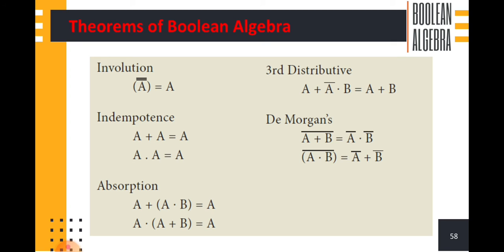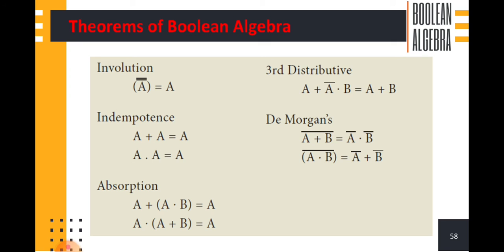Absorption law. A plus A into B is equal to A. These laws are used to simplify the gates. Okay. So A plus A into B is equal to A. How can we get this? We just multiply the elements: A dot (1 plus B) is equal to A. And then De Morgan's law, which we already discussed. A plus B the whole bar is equal to A bar into B bar. A into B the whole bar is equal to A bar plus B bar.